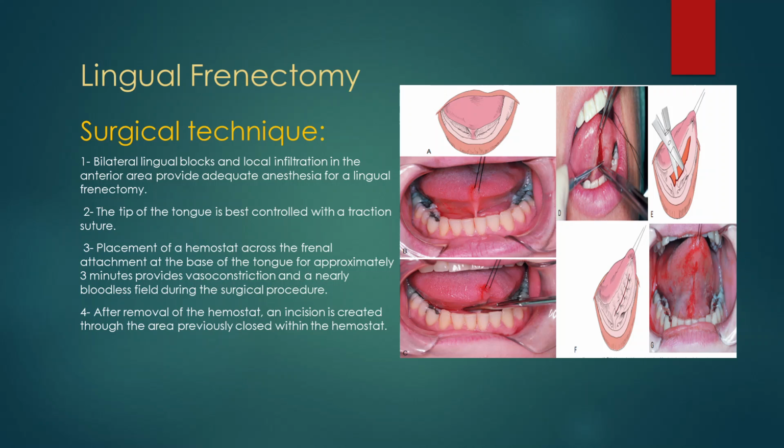The lingual frenectomy consists of the following steps. Bilateral lingual blocks and local infiltration in the anterior area provide adequate anesthesia for the lingual frenectomy. The tip of the tongue is best controlled with a traction suture. Placement of the hemostat across the frenal attachment at the base of the tongue for approximately 3 minutes provides vasoconstriction and a nearly bloodless field during the surgical procedure. After removal of the hemostat, an incision is created through the area previously closed within the hemostat.